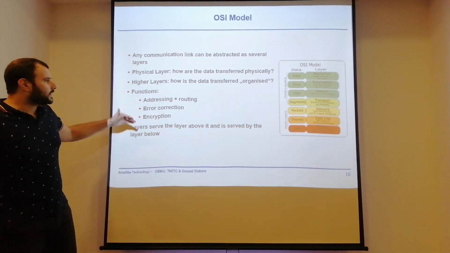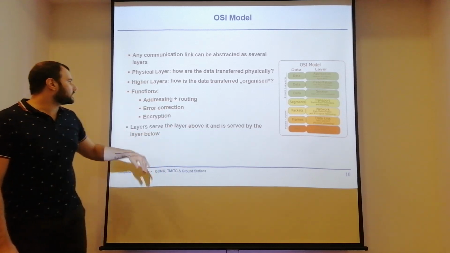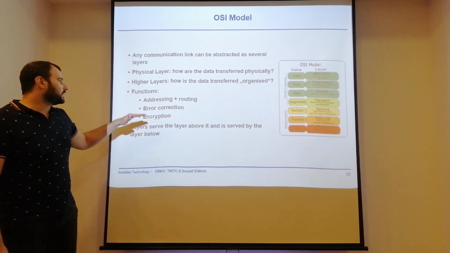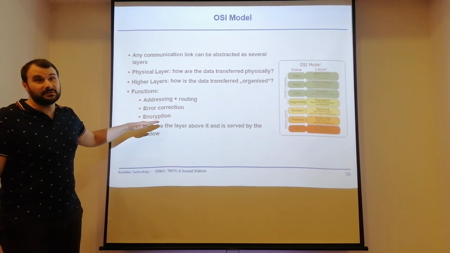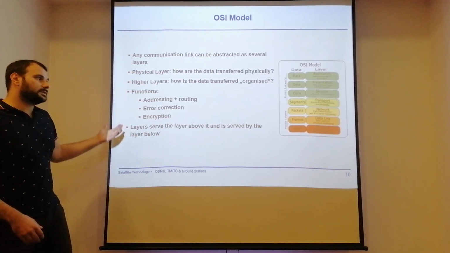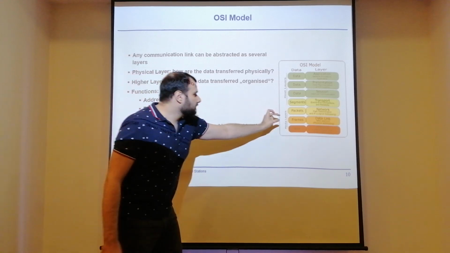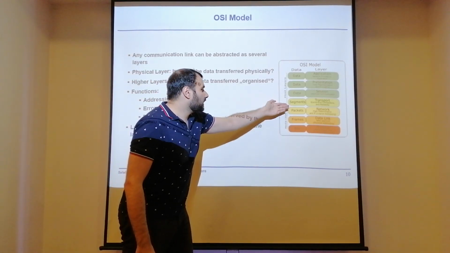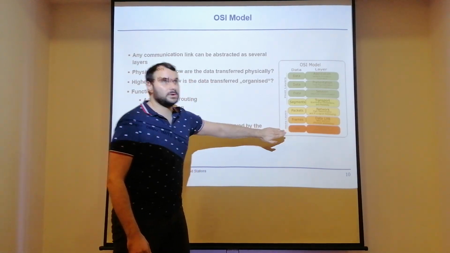And we have several functions across all those layers, like addressing and routing. We have the error correction, maybe even encryption. It depends on your satellite mission. But you can in general say that each layer serves the upper layer and is being served by the layer below.